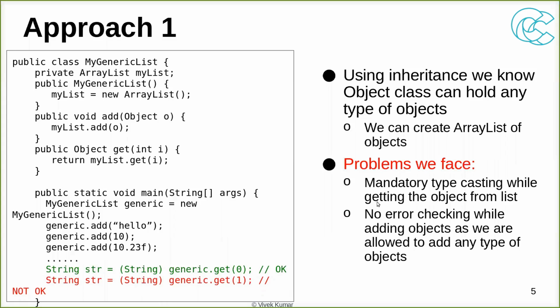So every retrieval needs to have a typecast, which is not very friendly, and there is no error checking in the sense that you cannot know beforehand whether get of one is a string or an integer or a floating point number. You would have to either do this and fail at runtime with an exception, or you have to use the instanceof operator or getClass method to check for the type. But in any of these cases, it's very cumbersome, right? It's not programmer friendly.